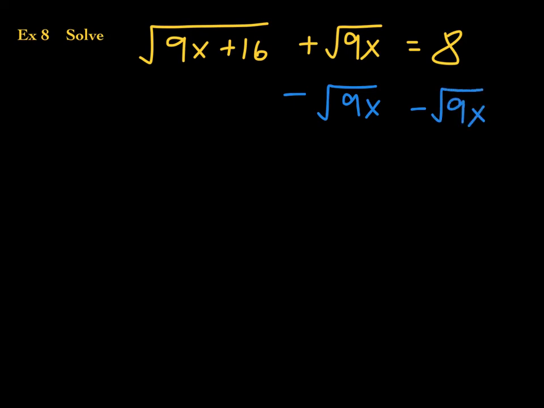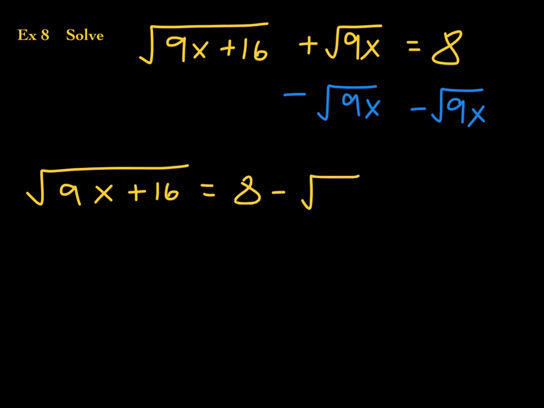All right. On the left-hand side, you have a radical that is isolated. Let me come over here and make room. So you have the square root of 9x plus 16. And on the right, of course, these two terms are not like terms, so the best you can do is just write it as 8 minus the square root of 9x.